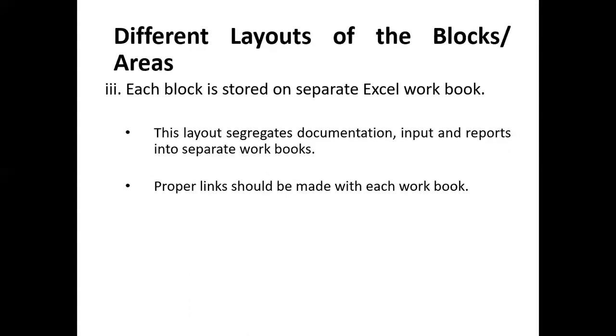And when it comes to the third one, that is the most comprehensive level. In this level, we store each block in a separate workbook. For example, to store inputs, we use one workbook. For outputs or report, another, likewise. Our class activities are mainly directed on this. So, in fact, you would have tried that, and then you can have more understanding of that.